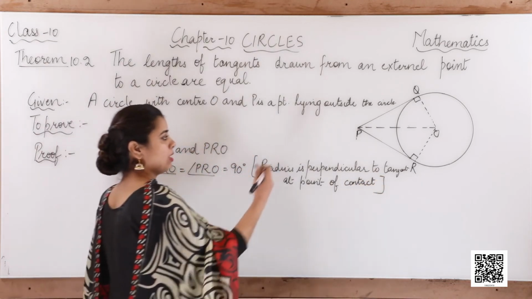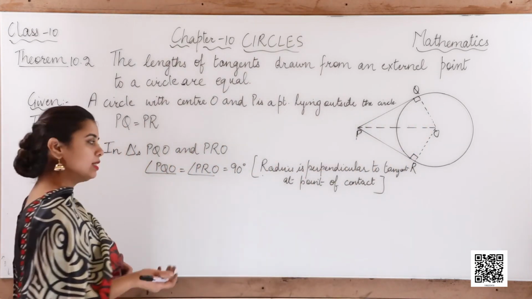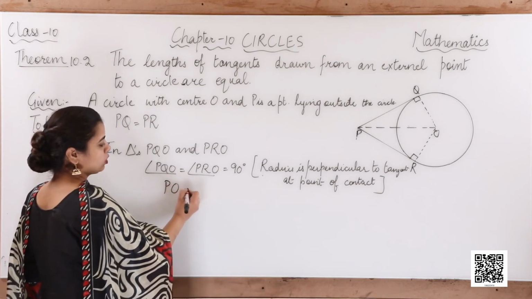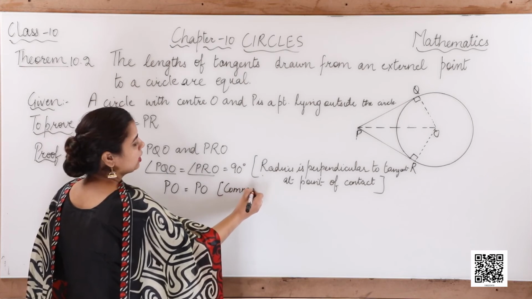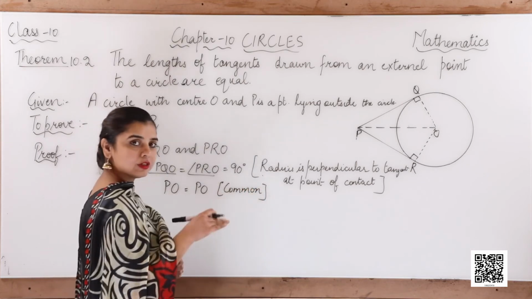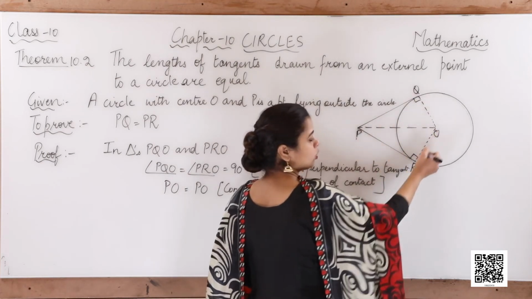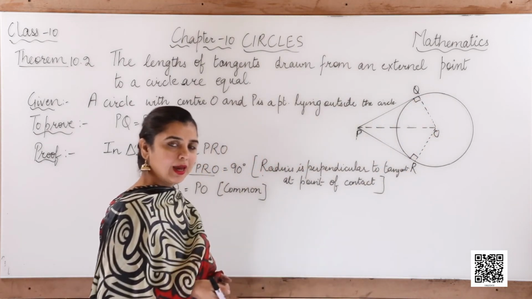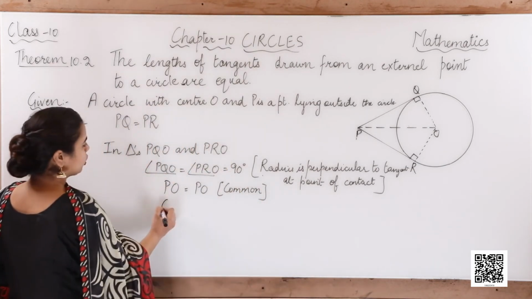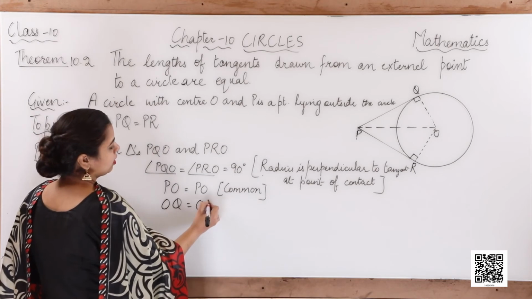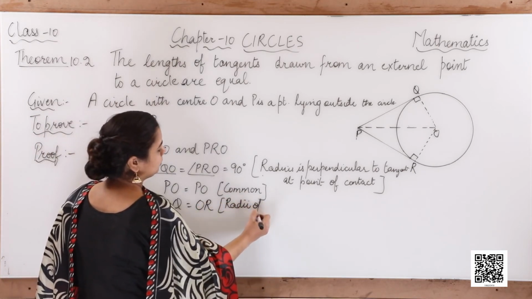Another thing which is same is PO. PO is the common side between the two triangles. So PO is equal to PO because it is common. Anything else that you find which is same or of equal measurement? Yes, OQ is equal to OR. Can you tell me why? Because they are radii of the same circle. So OQ is equal to OR, radii of same circle.